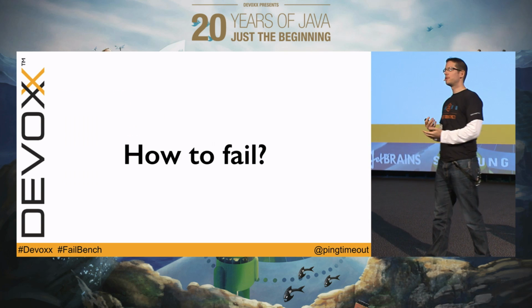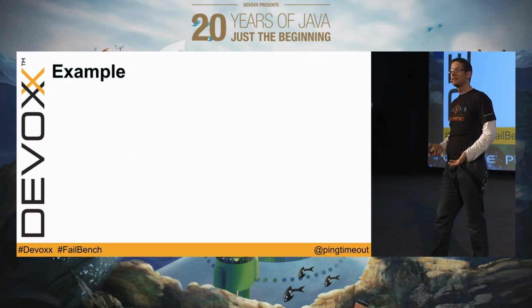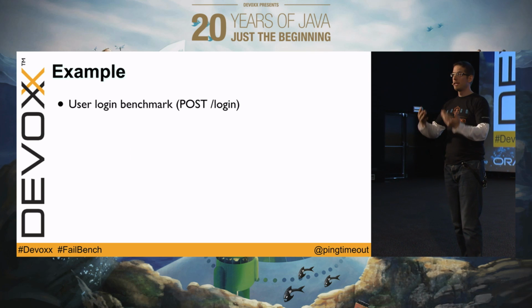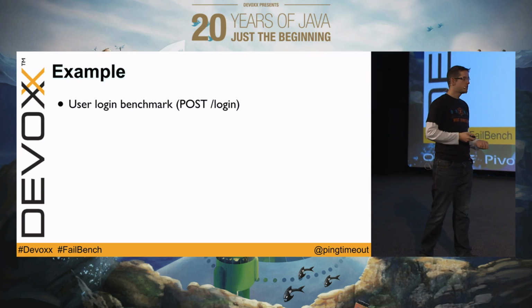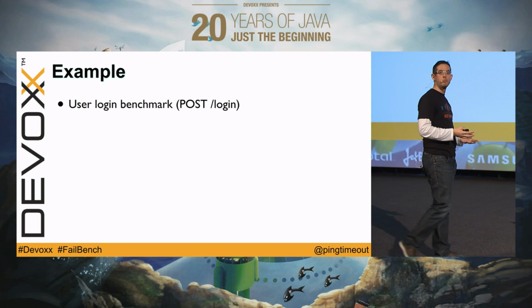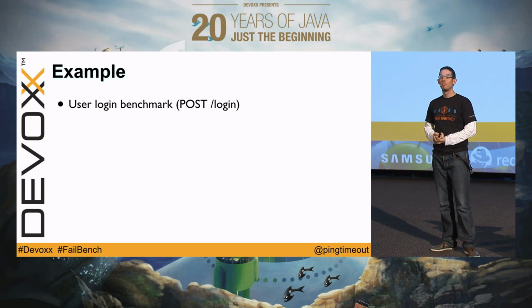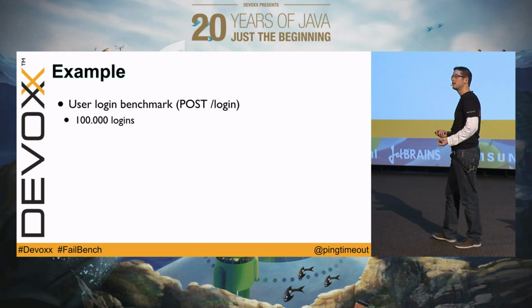We're in the Java conference. I'm a Java developer, so I write a lot of APIs, and especially I have this REST API where I allow my users to log in on my system. It's easy. It's an HTTP request, a POST request on the /login endpoint. Now, I want to benchmark that endpoint. So what I'm going to do is perform 100,000 logins.